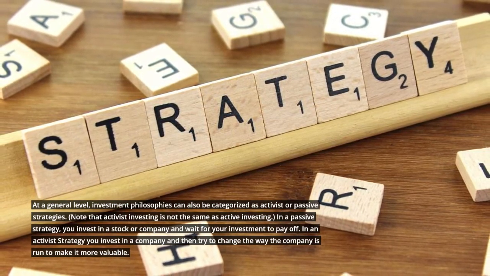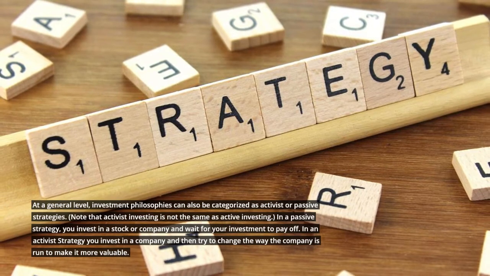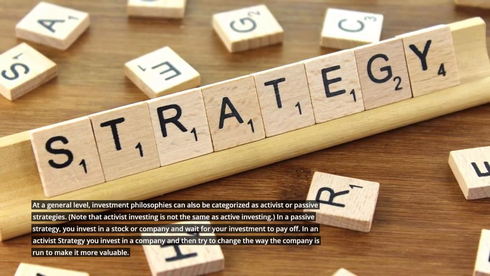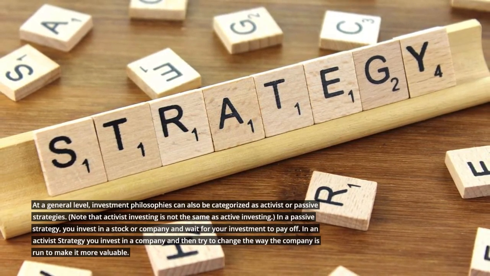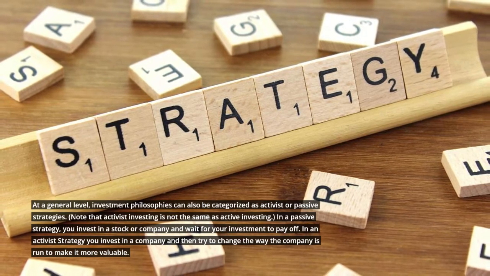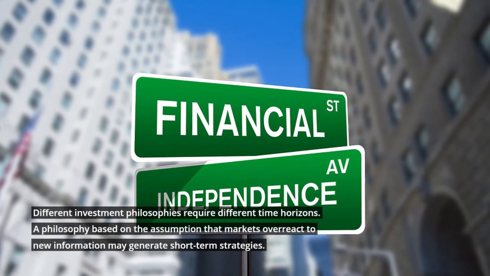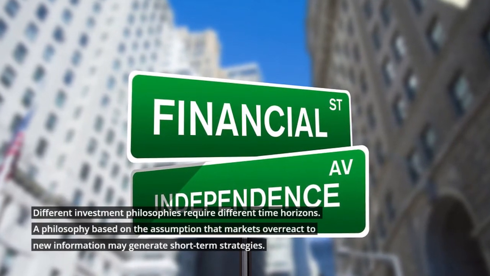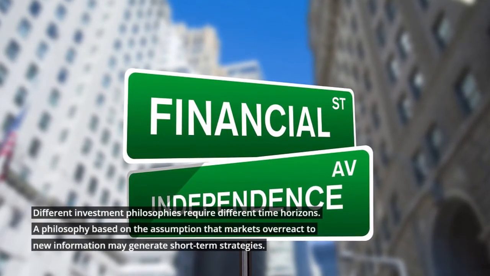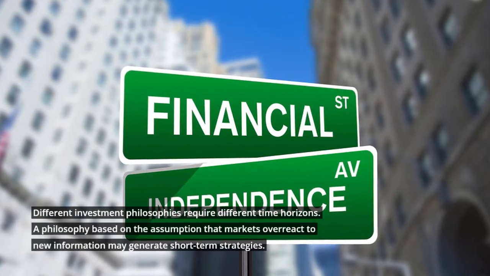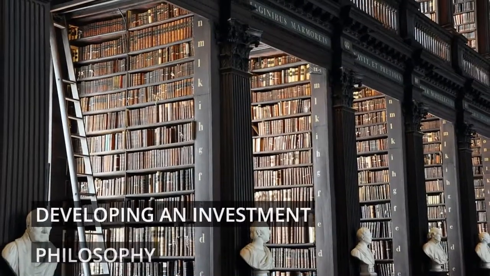In a passive strategy, you invest in a stock or company and wait for your investment to pay off. In an activist strategy, you invest in a company and then try to change the way the company is run to make it more valuable. Different investment philosophies require different time horizons. A philosophy based on the assumption that markets overreact to new information may generate short-term strategies.